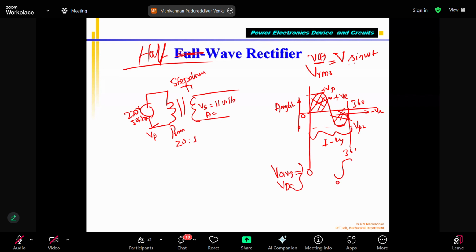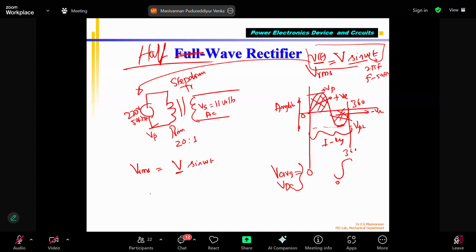How does it vary? The wave shape is sinusoidal with angular velocity omega equal to 2 pi f, where f is the supply frequency. In India, it is 50 hertz. Correct? So this is how the AC voltage will be represented. We say that V sin omega t, where V is called the amplitude. The amplitude varies from 0 up to V peak and comes to minus V peak.